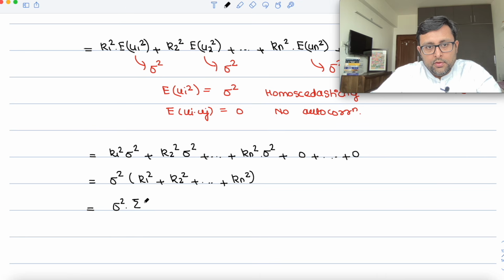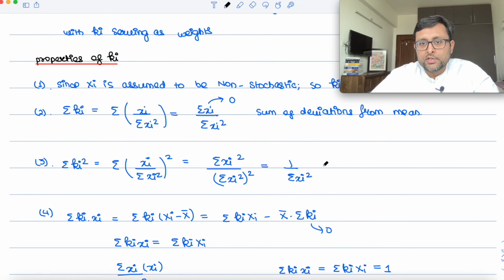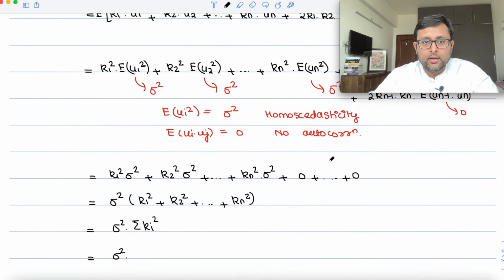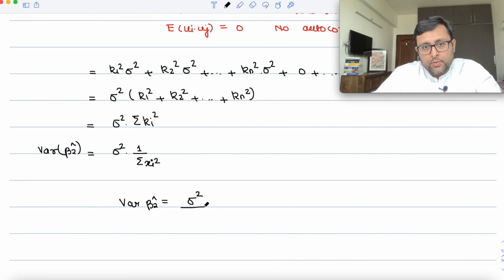So basically what do you have? Sigma square common, summation of ki square. And what is summation of ki square? You have just proved it here: 1 upon summation of small xi square. So this is what the variance of beta 2 hat looks like. Variance of beta 2 hat is sigma square upon summation of small xi square. This is what we have.